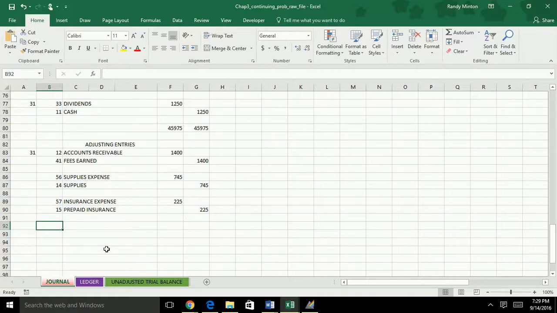So we're going to charge the expense, which is depreciation expense, and 58 is the depreciation expense for $50. And the other side of that account is the accumulated depreciation contra asset, again for $50. Okay, so that takes care of that one.